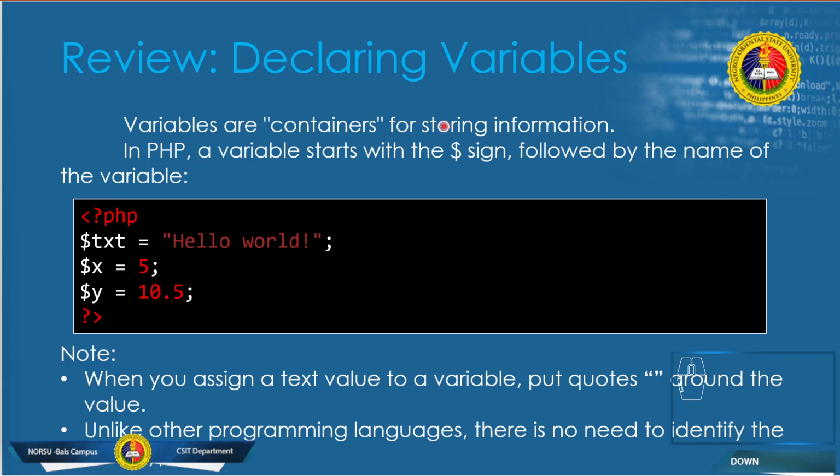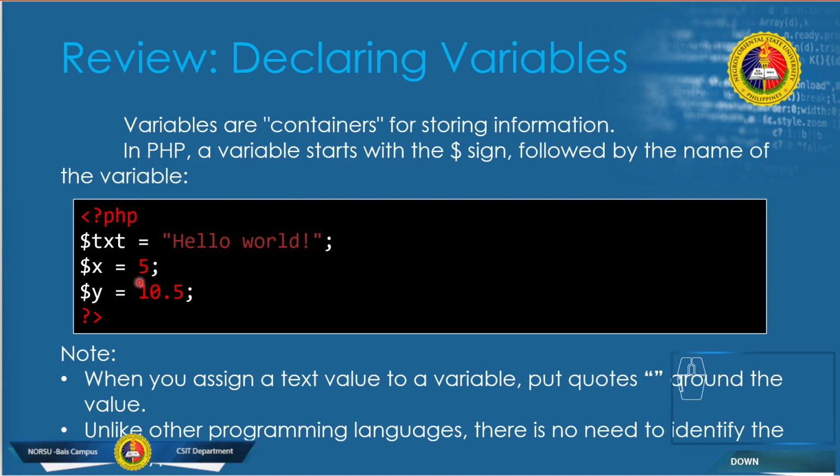And then declaring variables. Variables are containers for storing information. As the term suggests, the value of a variable varies, meaning it can be changed however you want. For example, first you declare text as a string, and then somewhere in the program you can replace the value, which is hello world, with something else. That's why it's called a variable, because the value varies, meaning it can be changed.